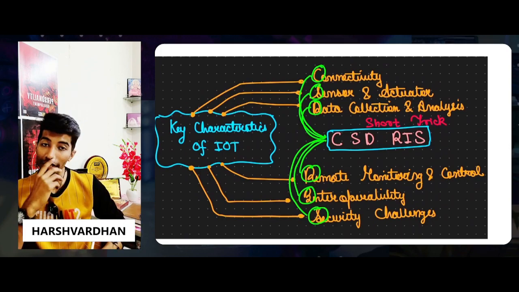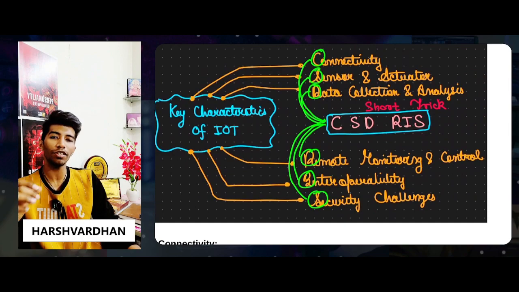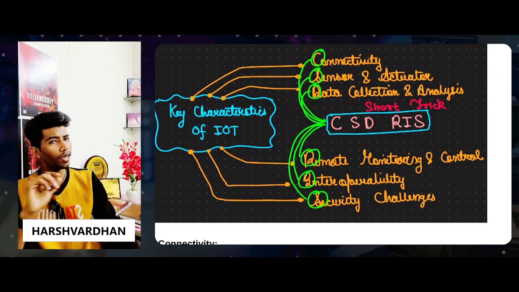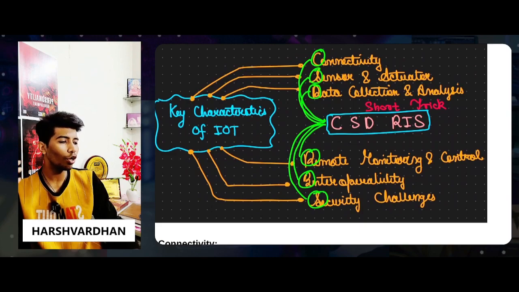Talking about the next thing, which is data collection. Without data collection and its analysis, it's useless again. CSD is the short form for understanding these three things. First of all, connectivity is a must. Without connectivity, nothing is going to work. You can connect thousands of systems, but it will become useless for you.